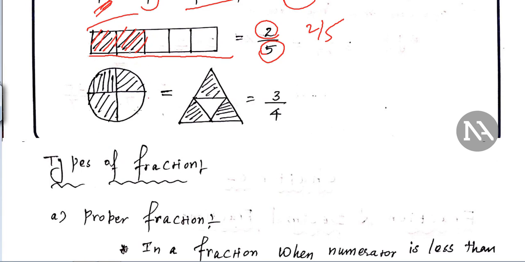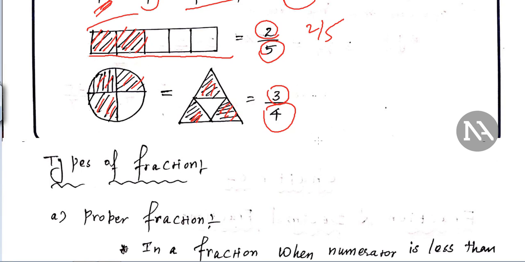Similarly, here a circle has been divided into 4 parts. Out of the 4 parts, 3 parts have been filled. So out of 4, 3 parts have been filled. It is a triangle. The triangle is also divided into 4 parts. Out of the 4, 3 parts have been filled. So this is what a fraction is.